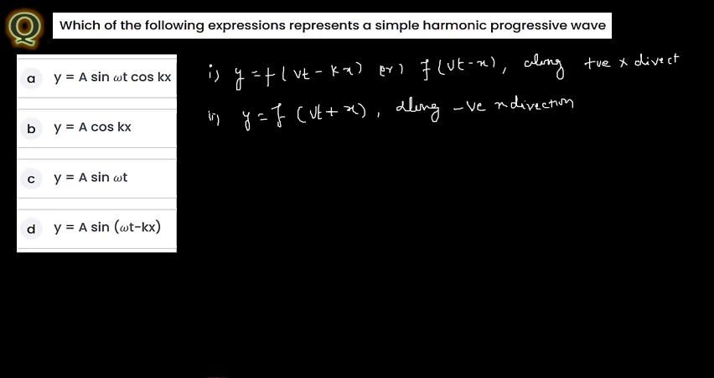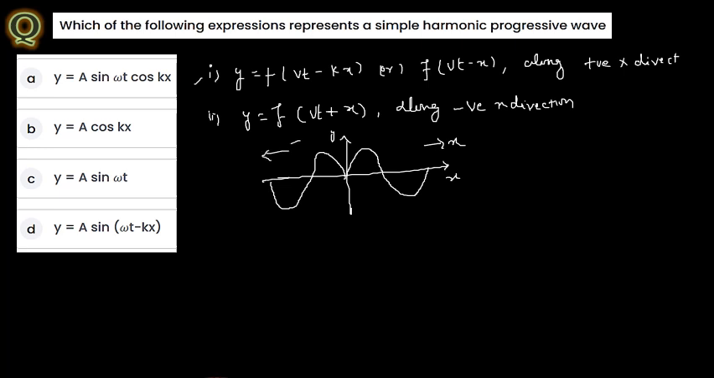Similarly in this case, this is the x axis and this here is the y axis. Now in the first case, this is the progressive wave which is moving along the positive x direction. Over here, this one is moving along the negative x direction, towards minus x. So in that case, what are the things that will be there?